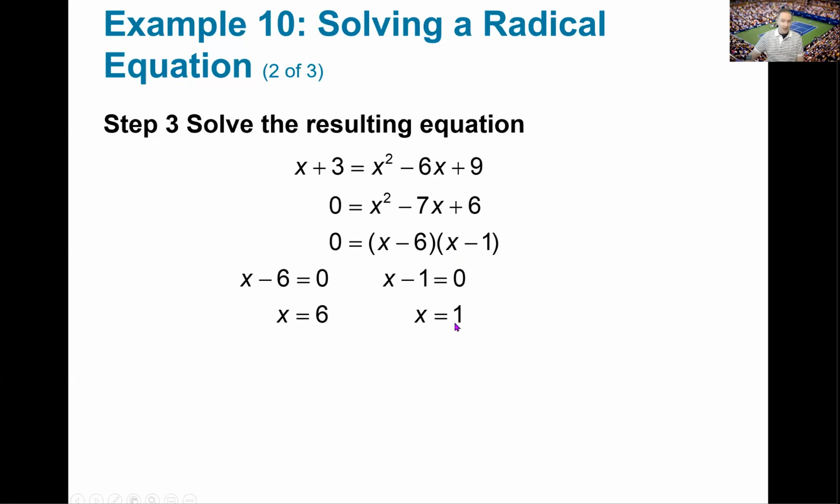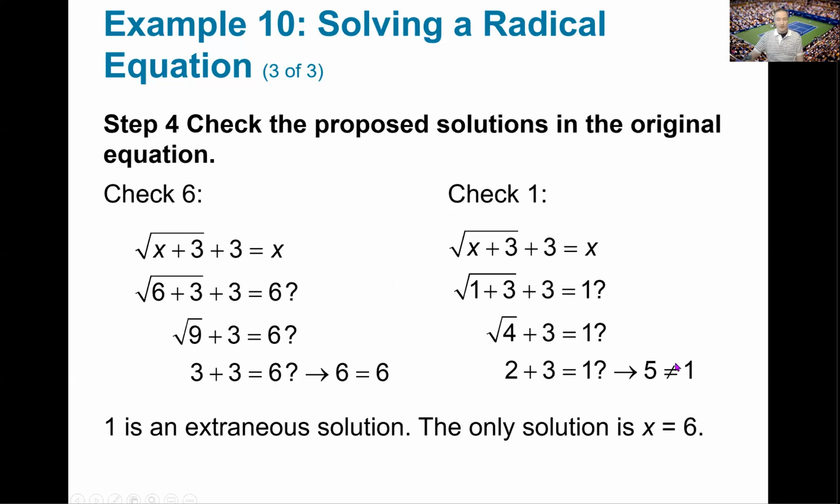Now I need to check both of these solutions. Right now, I'm thinking, okay, they're both solutions, but since it's a radical equation, I'm guessing that one of them will be excluded. That's typically the case. Now, I go back and I check 6 in the original problem. If I do, I'll try to plug a 6 in. I'll get the square root of 6 plus 3, and then plus 3.